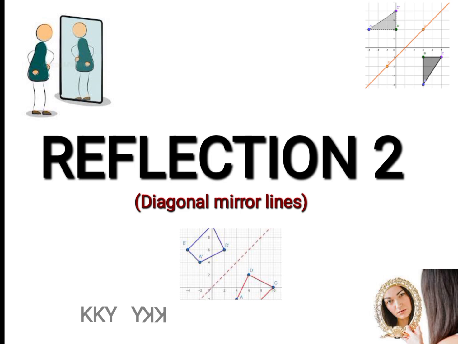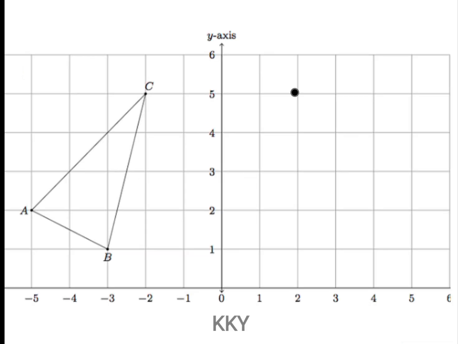All right, this is reflection part 2, and we will be looking at diagonal mirror lines. In the last class, we already learned how to reflect shapes across vertical and horizontal mirror lines. And I did say that if you're reflecting a shape across a vertical mirror line, you are to count the horizontal distance, like 2 and 2, like 3 from the mirror line, then 3 on the other side, and so on like that, and then you join the corners together.